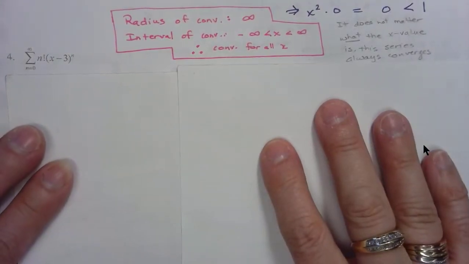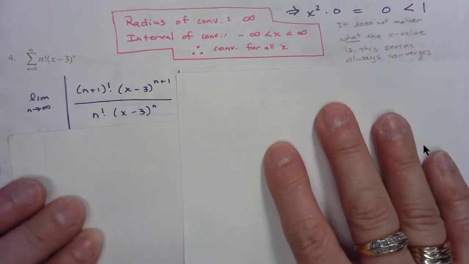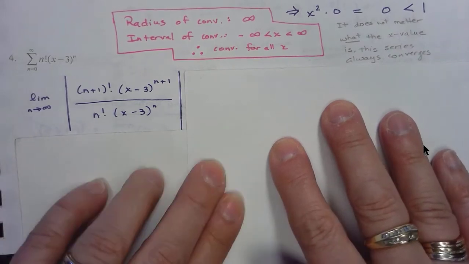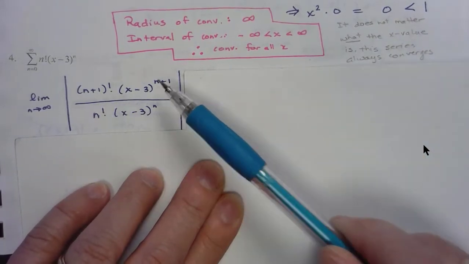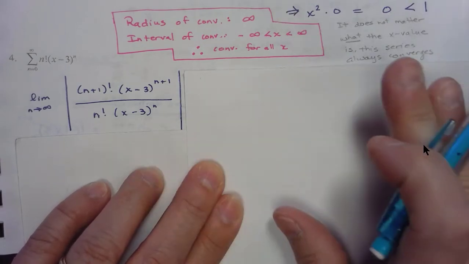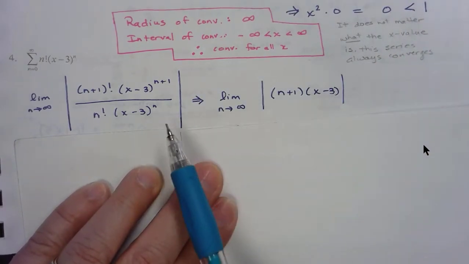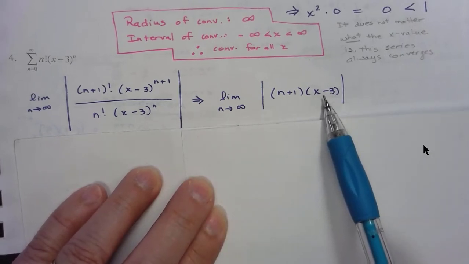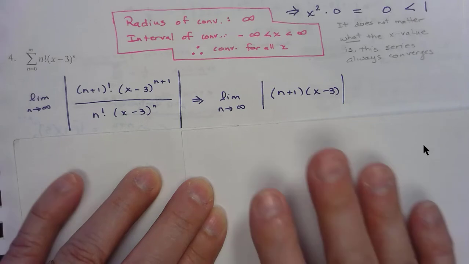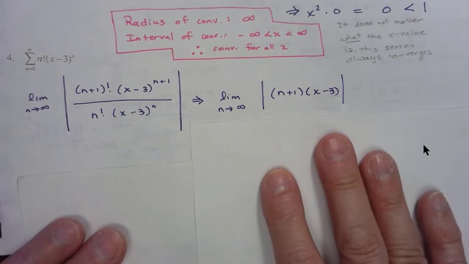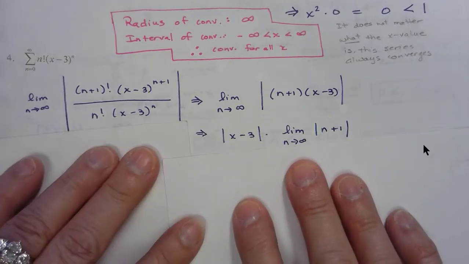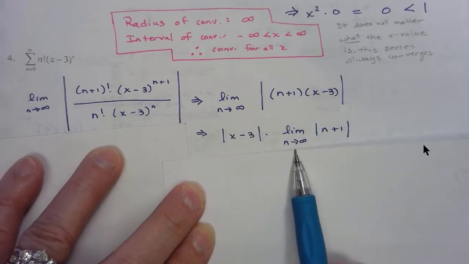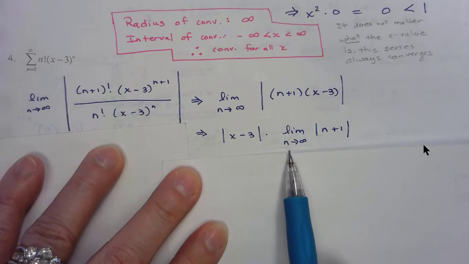Okay, example number 4. All right, we're going to again employ the ratio test. So here is a sub n plus 1 over a sub n. We can see that this is going to leave a factor of x minus 3 in the numerator and a factor of n plus 1 in the numerator. Again, I can bring that x minus 3 in front since it will not be affected by n going to infinity. What do I know is happening here?